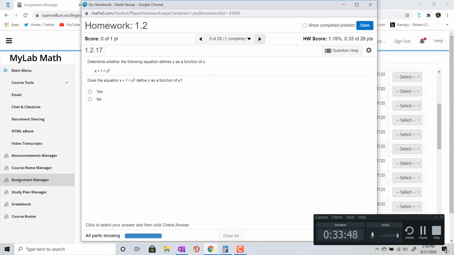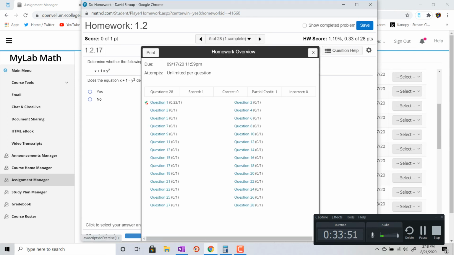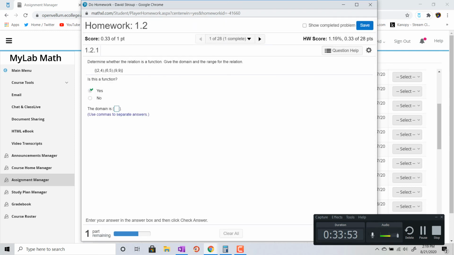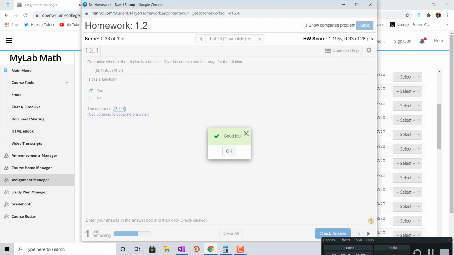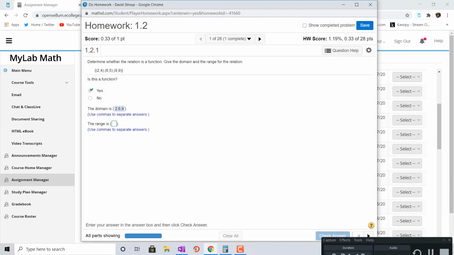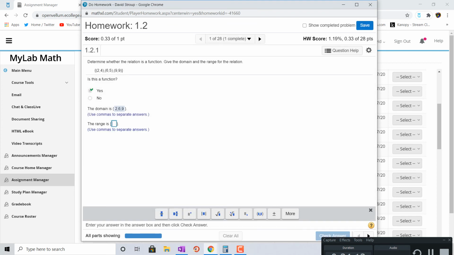Oh, wait, it was asking about domain. Let's go back to that one. For the domain, you just list all the x coordinates: 2, 6, 9. For the range, you just list the y coordinates, so it's 4, 5, 9. Be careful as you type.